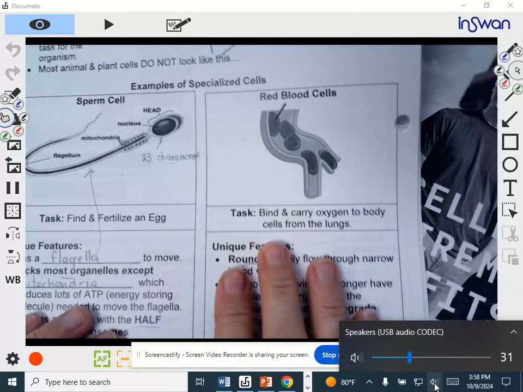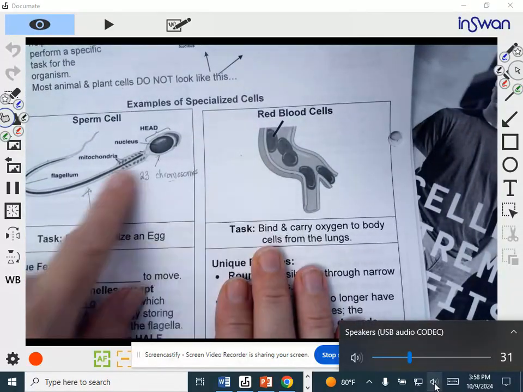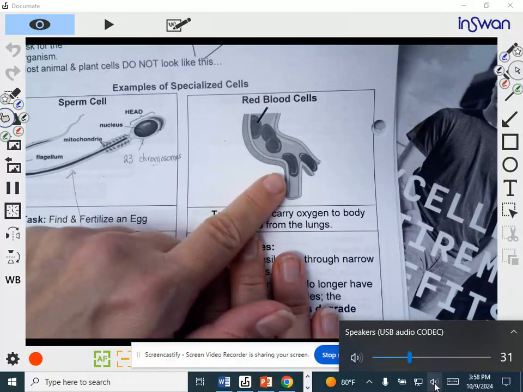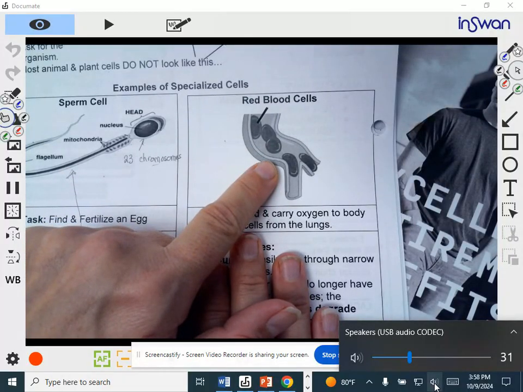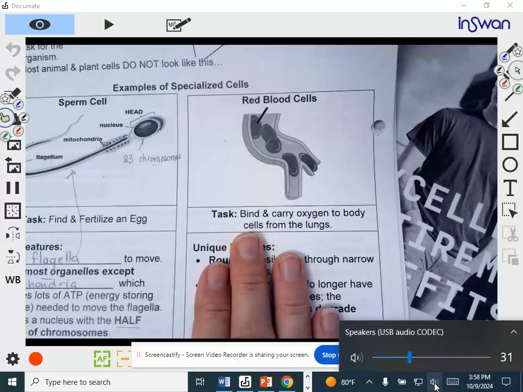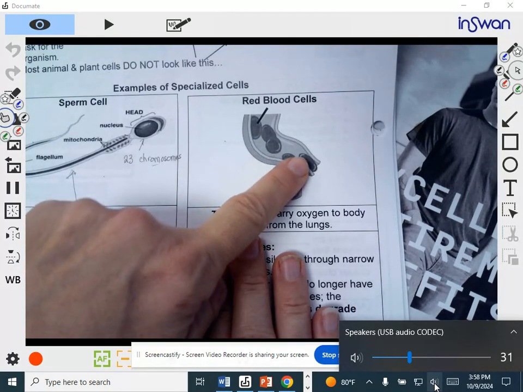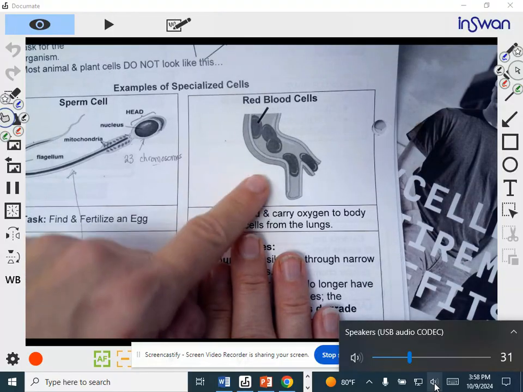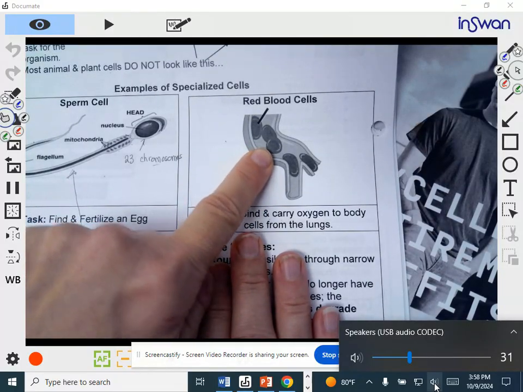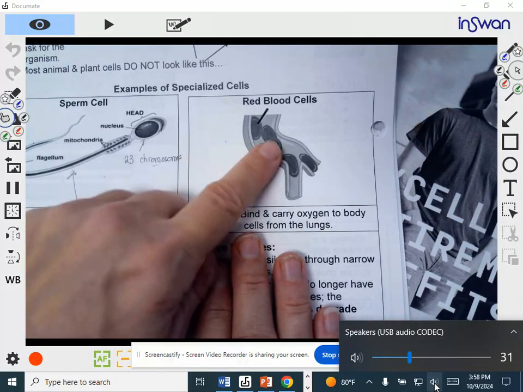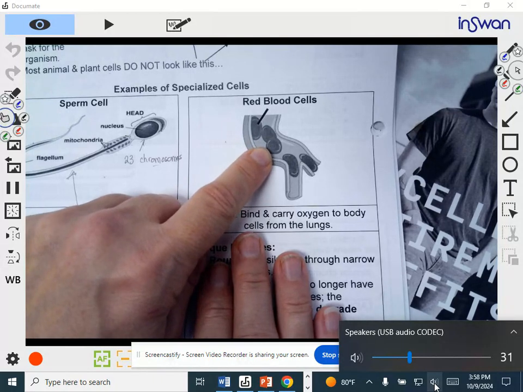So your red blood cells obviously have a shape that's different than sperm cells. Their job is to bind to oxygen in the lungs and then carry it to different parts of the body. So you can see that these cells are more round. That helps them get through these narrow passageways. And you are going to see that this is going to lack organelles kind of like this one. You're not going to find a nucleus or rough ER, smooth ER, or any organelles in there because this cell is dead.